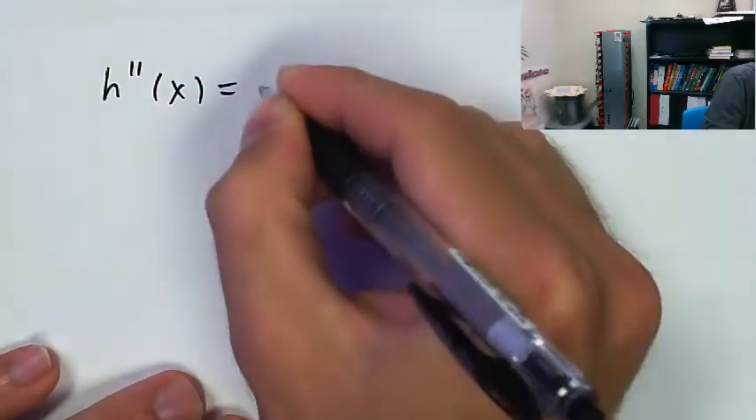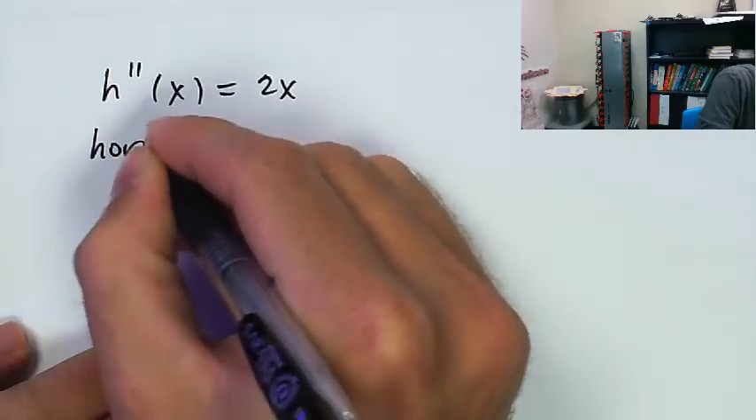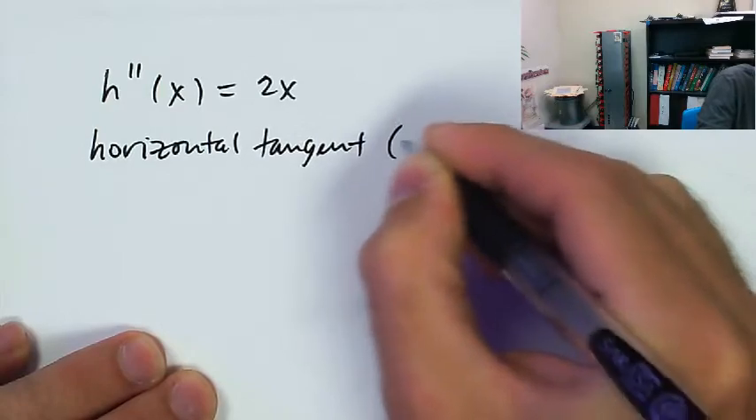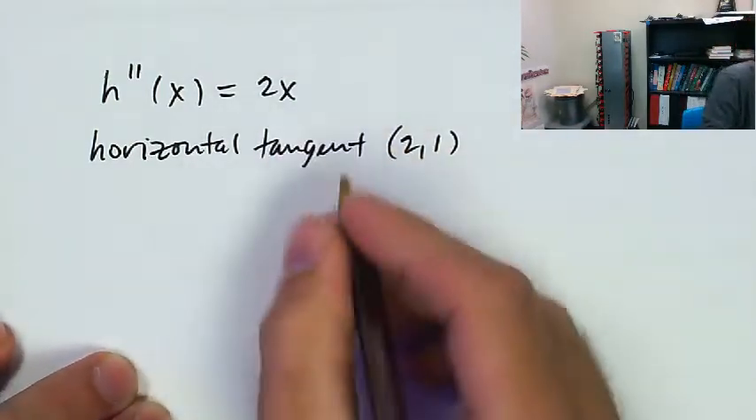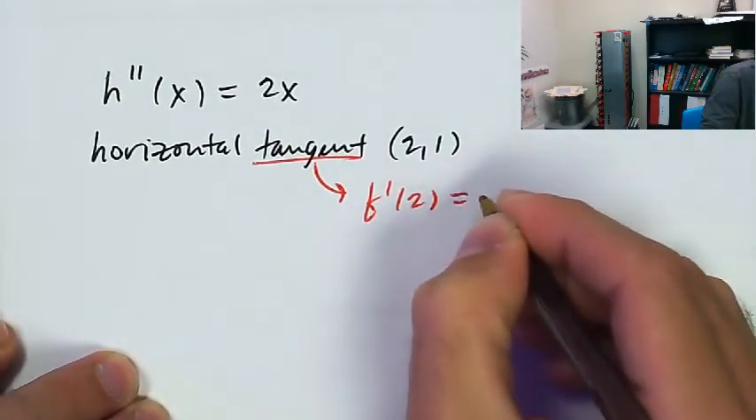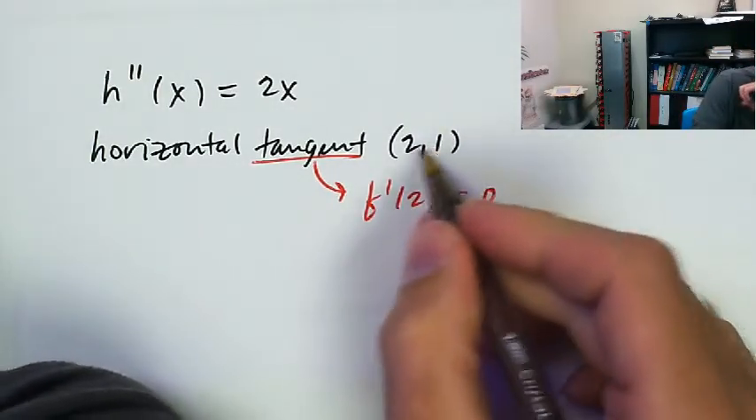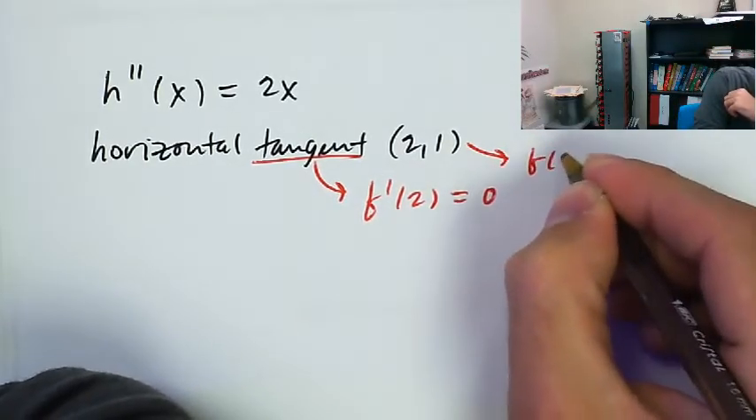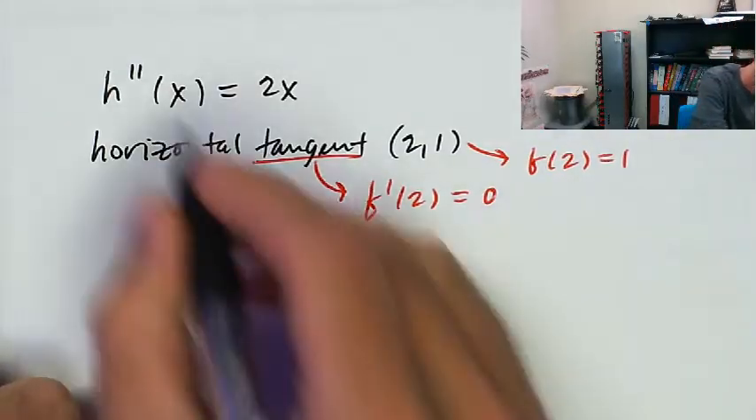and a horizontal tangent at the point where x is 2 and y is 1. Horizontal tangent at 2, 1 means that h prime of 2 is equal to 0. But what's also hidden in here is that since the tangent is sitting at 2, 1, that means that h of 2 is equal to 1. So those are my initial conditions. They're just a little hidden.